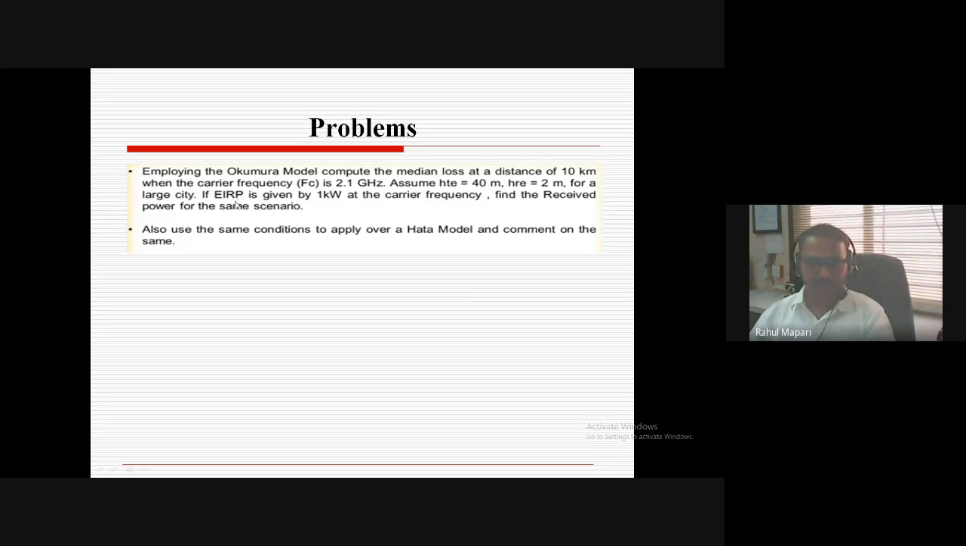If EIRP, what is EIRP? Effective isotropic radiated power, it is nothing but the transmitted power, PT. It is required to calculate the received power. So PT is equal to 1 kilowatt at carrier frequency. Find the received power for the same scenario. Also use the same conditions to apply over a Hata model and comment on it. It means first you have to calculate the received power by using the Okumura model and then find out the received power by using the Hata model.